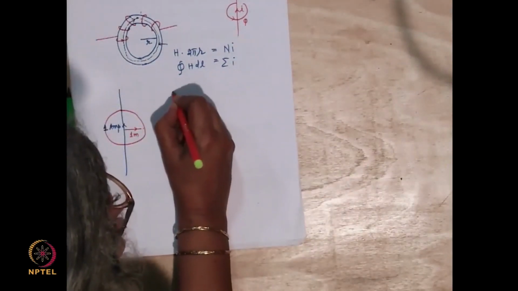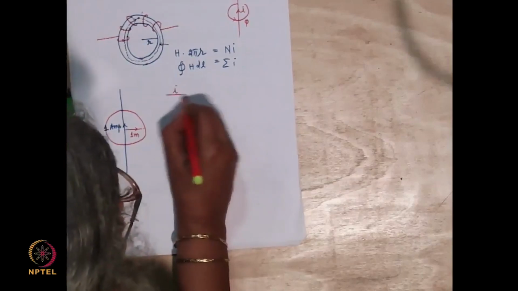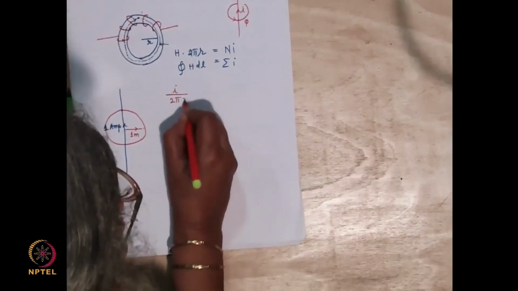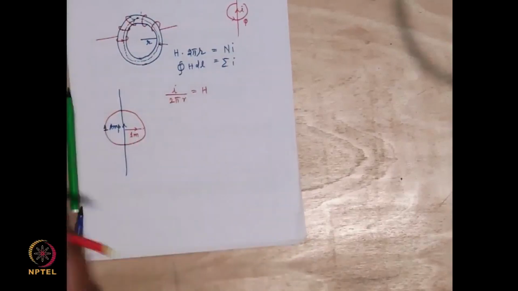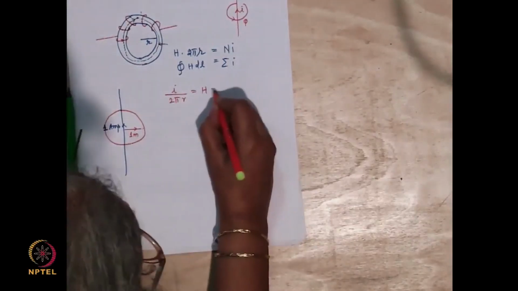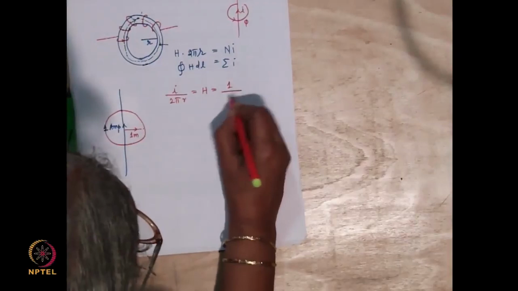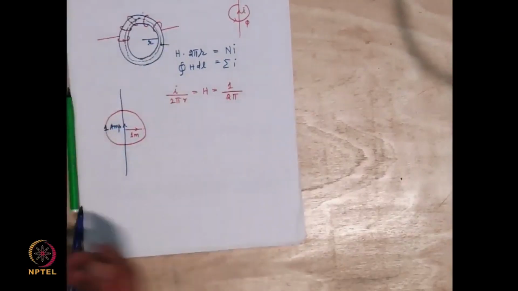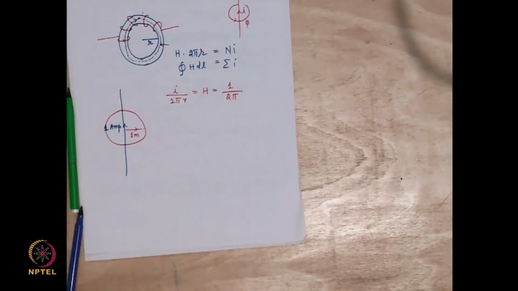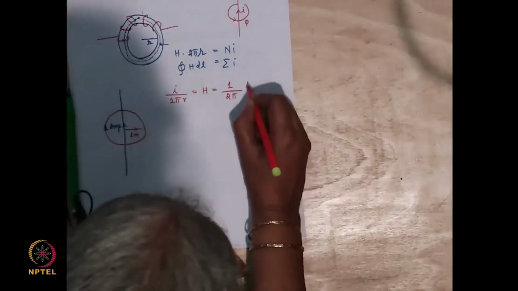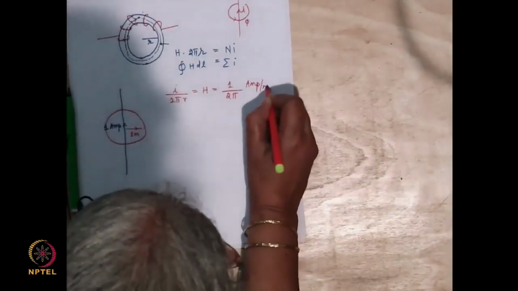whatever is the current, that is 1 ampere divided by 2 pi r. This will be my H. And I is 1, r is also 1. So I should be able to write this as 1 by 2 pi. And 1 by 2 pi I should have written as ampere per meter.